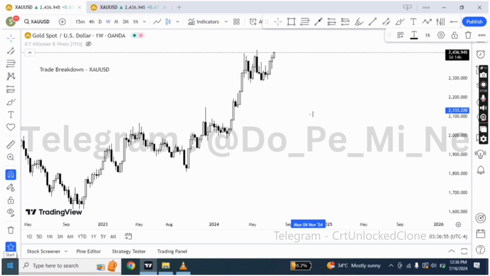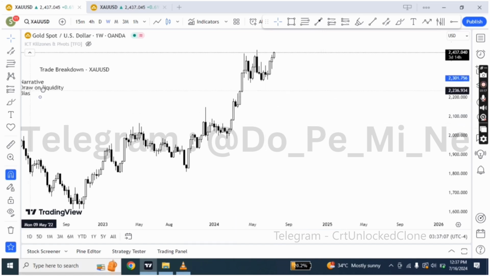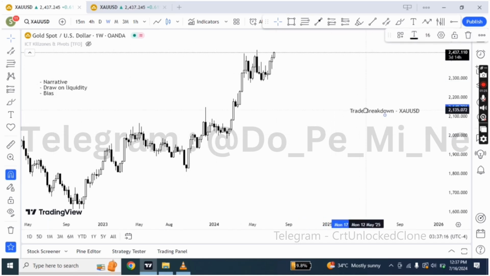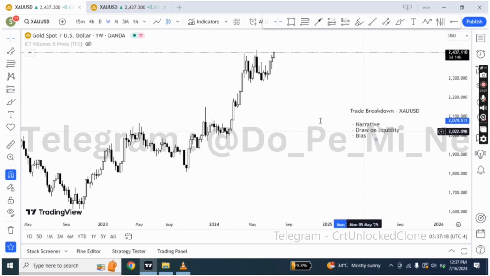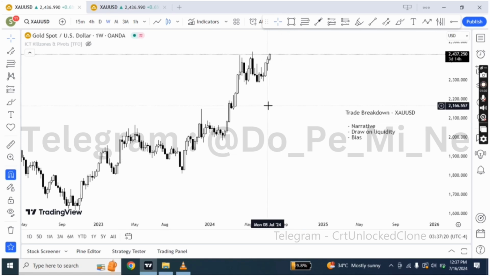And these three objectives are, first of all, to determine our higher time frame draw on liquidity, right? To determine a higher time frame bias for our trading, and then last but not least, we would be using them to generate a narrative for us, and then that narrative is going to help us generate a trade idea in the lower time frame towards the draw on liquidity we've determined on the higher time frame, right? That is going to be our objective on these time frames.